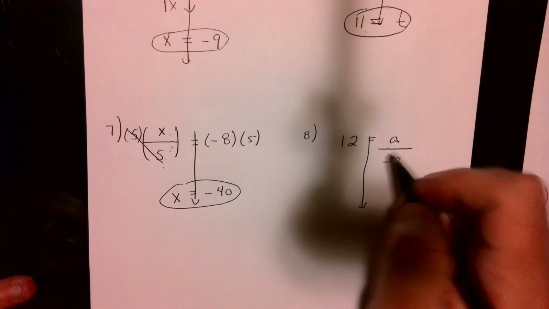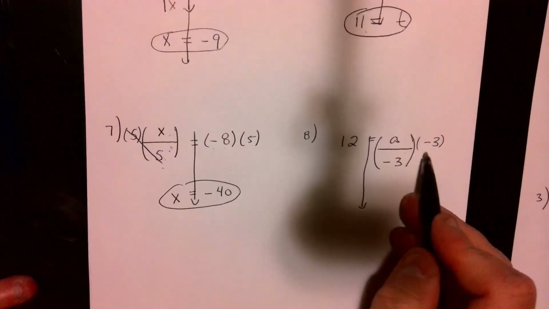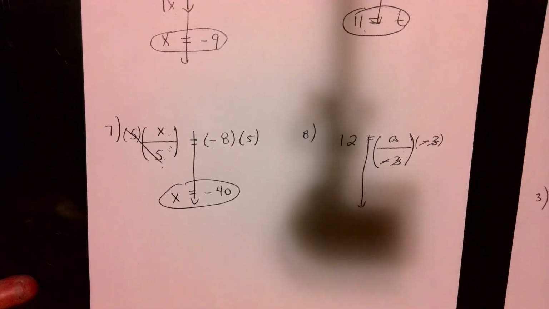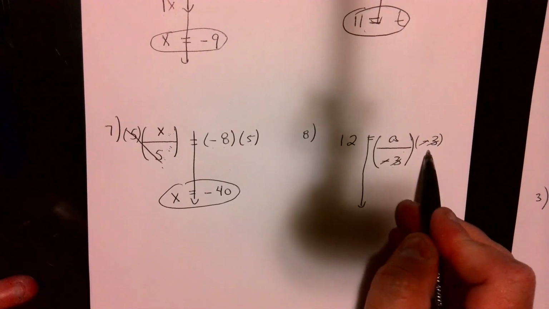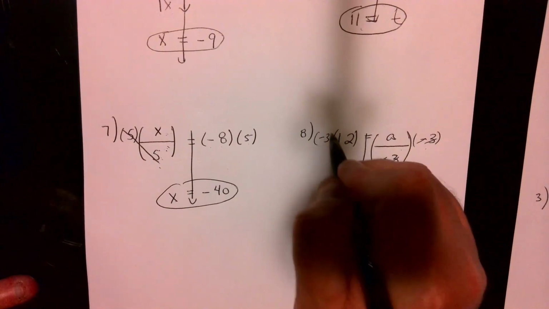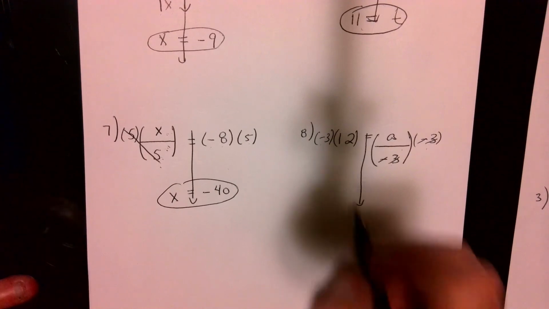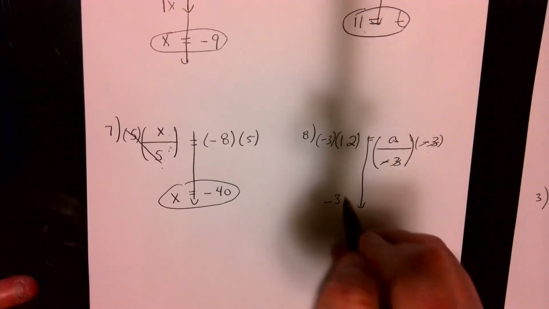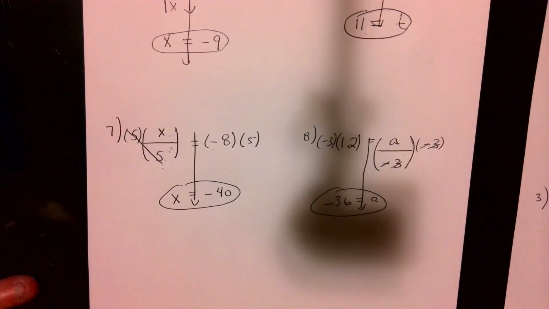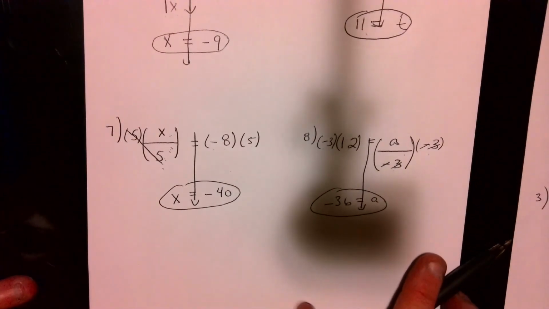Opposite of dividing is timesing. So we're going to times by a negative 3. So that way they both cancel. The negatives will cancel and the 3s will cancel. So if I times this side by negative 3, I need to make sure I times this side by negative 3. Negative times a positive makes a negative. 3 times 12 is 36. And the only thing left over here is my a. a equals negative 36.